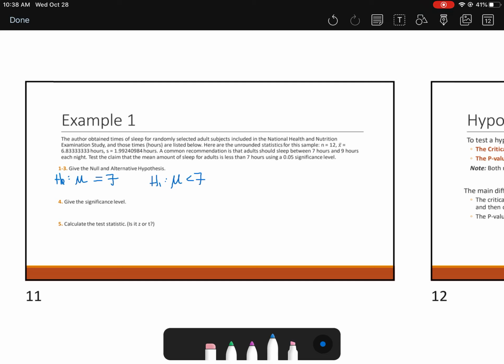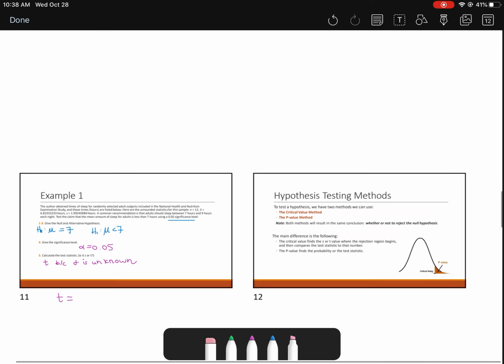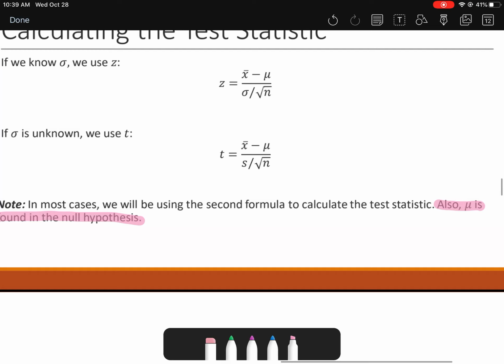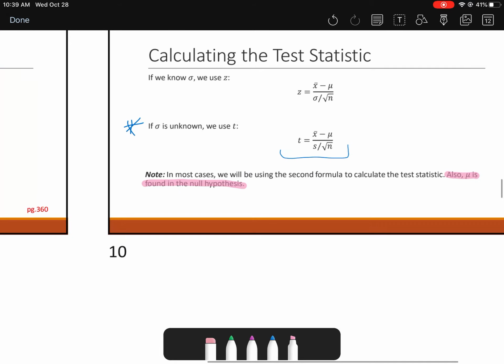Okay, so the next part is give my significance level. That is your alpha. So alpha is equal to 0.05. And then do I calculate this test statistic? So is it a Z or a T? Well, again, it's going to be a T because sigma is unknown. So we're going to go in here. So since it isn't, I'm using this equation right here.